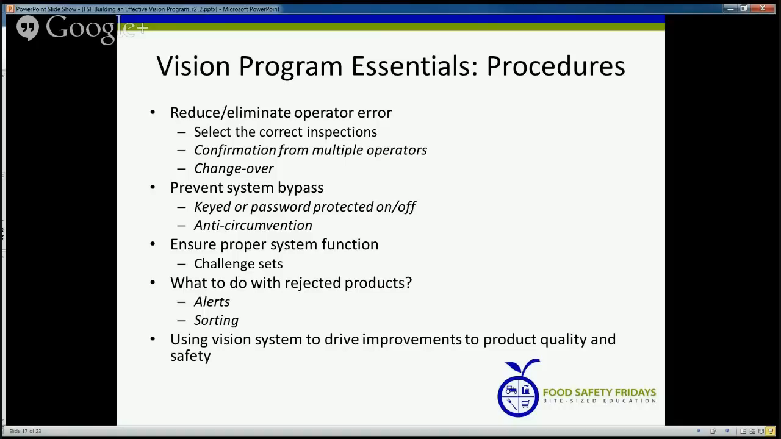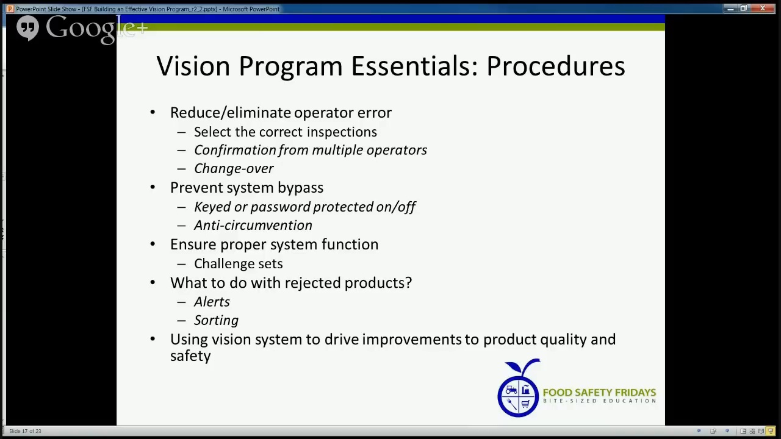I'd mentioned before making sure that the system is operating correctly. So having a challenge set, a set of good and bad products, and some kind of a procedure to walk through and test on a regular basis. Is the vision system operating as expected?